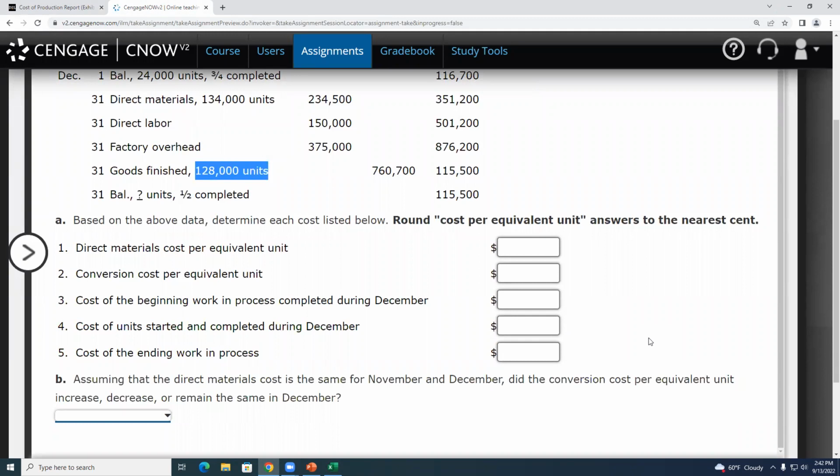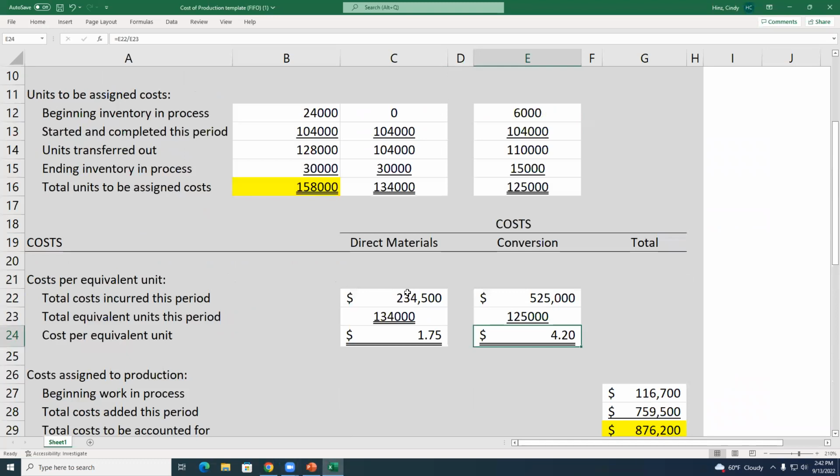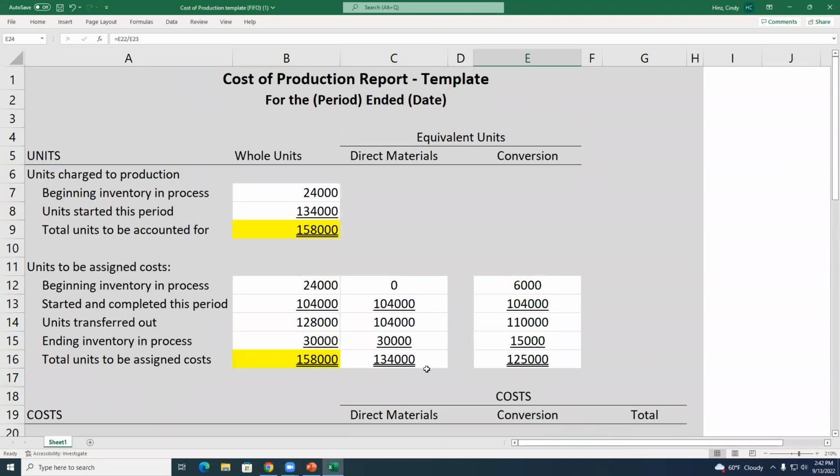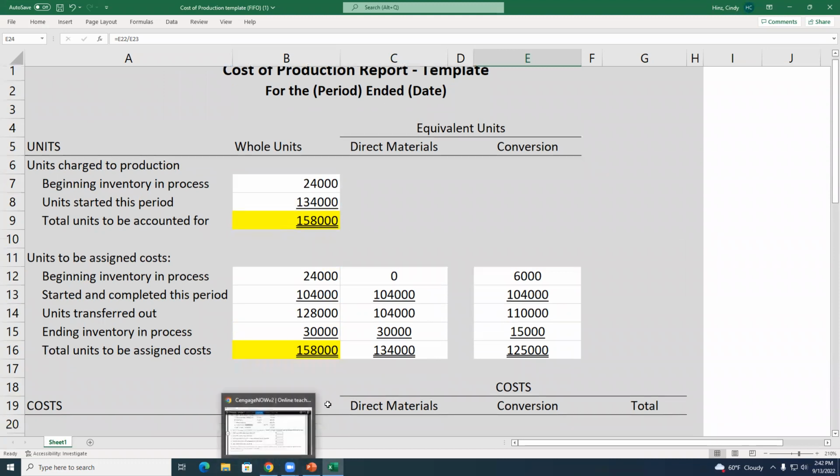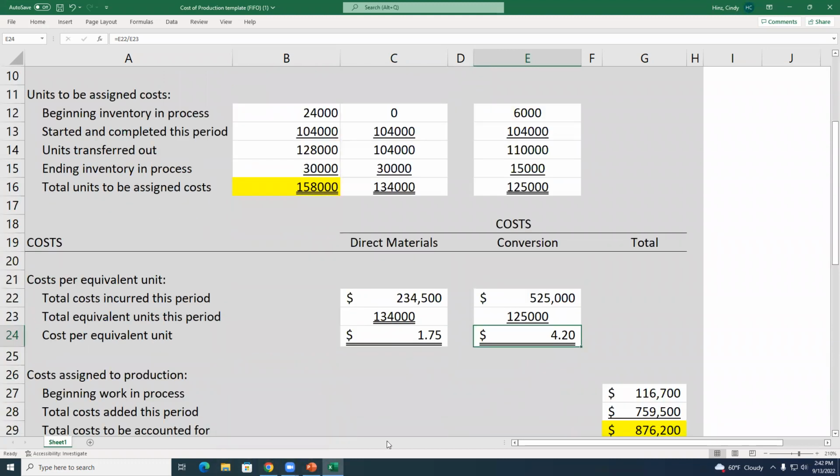But it's much easier, neater, more linear to use that chart. And plus, this is the way that we would normally present the information, just as I showed you in that exhibit 8. So we're going to be able to pull all the information we need to answer the questions. Question number 1 in exercise 4 says direct materials cost per equivalent unit. That's right here, $1.75. Conversion cost per equivalent unit is right here, $4.20.